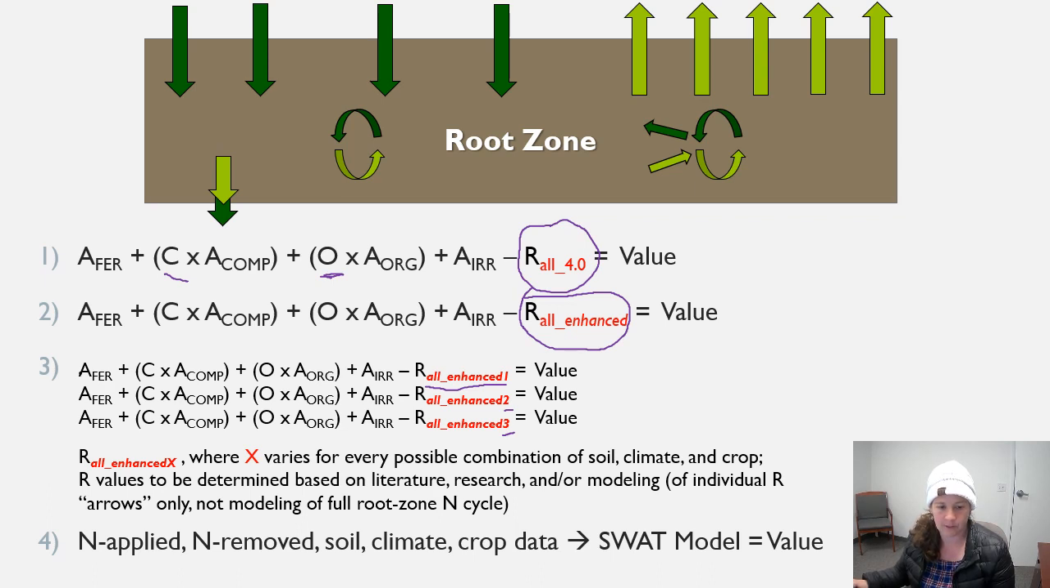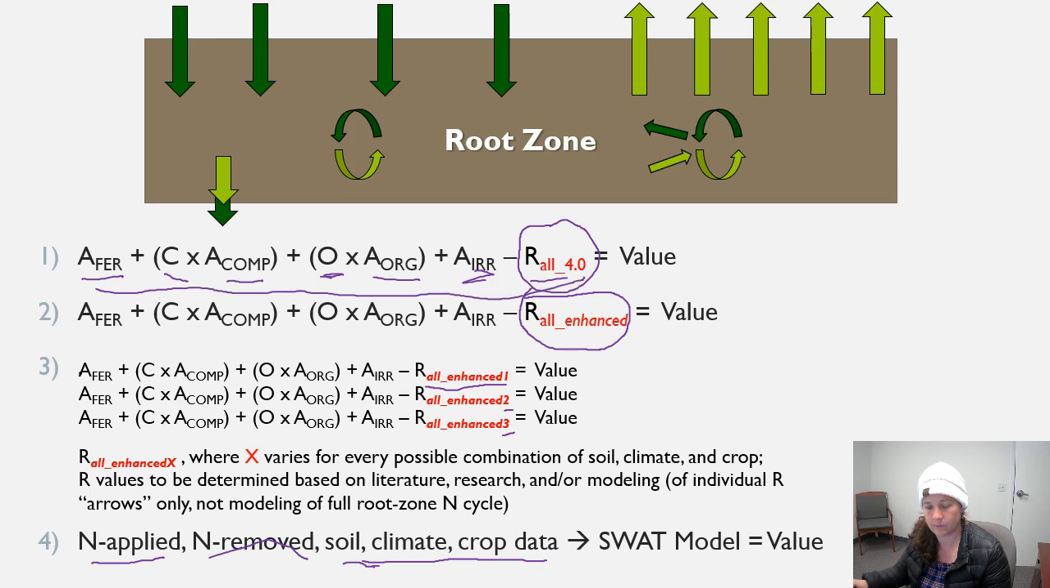And then in option number 4, we would be taking really that same applied data. So that's our AFER, our ACOMP, our AORG, our AER. We take those same numbers, and then we take our N remove values, same numbers, and our soil and climate and crop data, which would basically give us more real-world conditions than is currently maybe reflected in the A-R equation. And we put those, instead of putting them into an equation like what we have here, into the SWAT model to calculate a value.